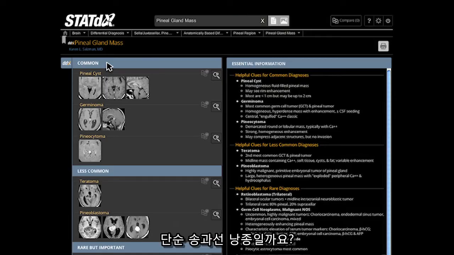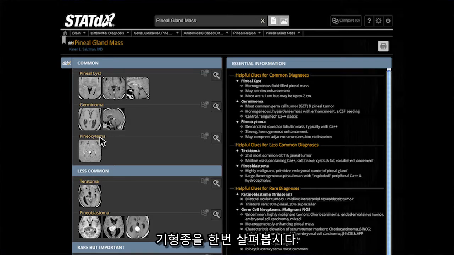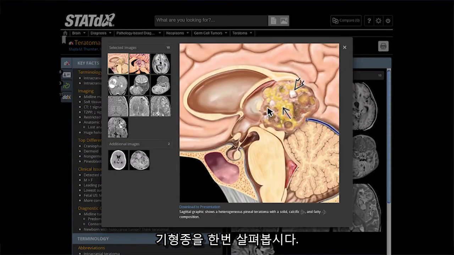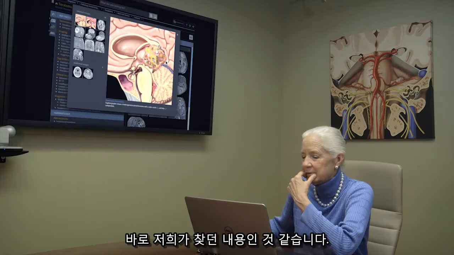Just what I need. So did it look like an uncomplicated pineal cyst? No. Did it look like a germinoma? Not really. What about a pineocytoma? No, I don't think so. Let's look at teratoma. And here's a graphic design of a teratoma. This starts to look a lot like what we were looking at.